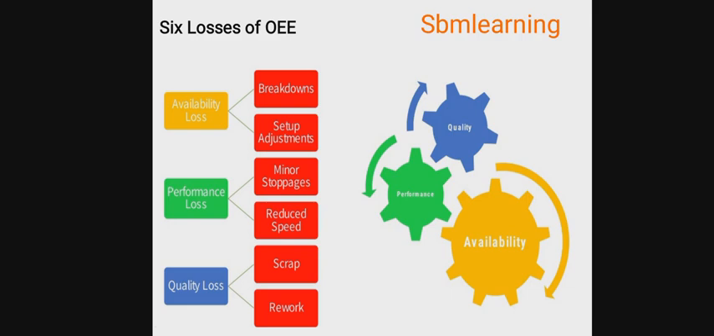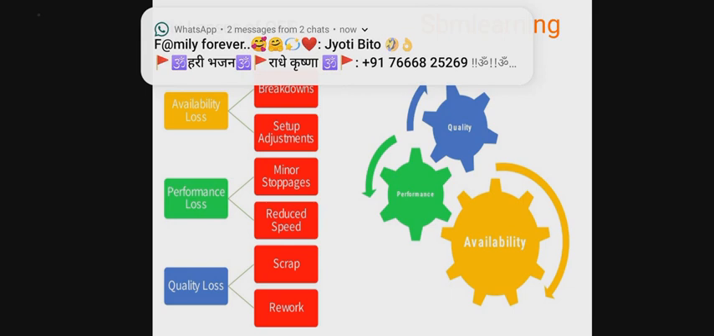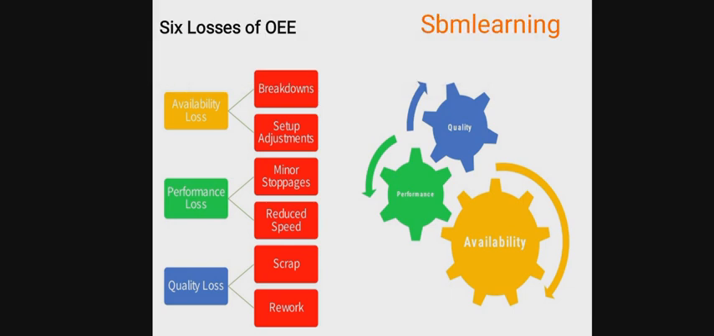Clear? Now what is setup adjustment? Setup adjustment is when we restart our machine, or when we come in the morning, we do a startup of our machine. So whatever time we lose during the startup, during the setting of that machine, is called setup adjustment. That is also an availability loss.